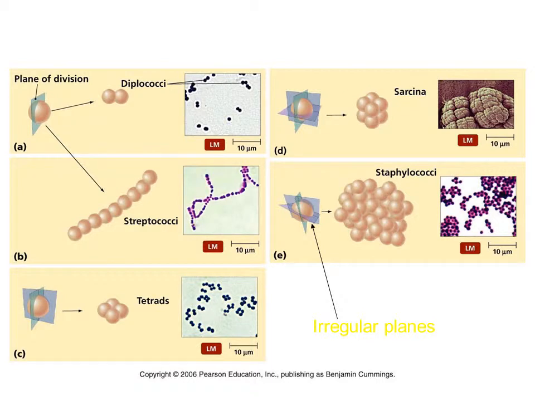This slide shows you what it looks like. 2 coccus together is a diplococci. A long chain of circles is streptococcus, a streptococci. A 4 together is a tetrad, 8 is sarcina, and a big cluster is staphylococci.